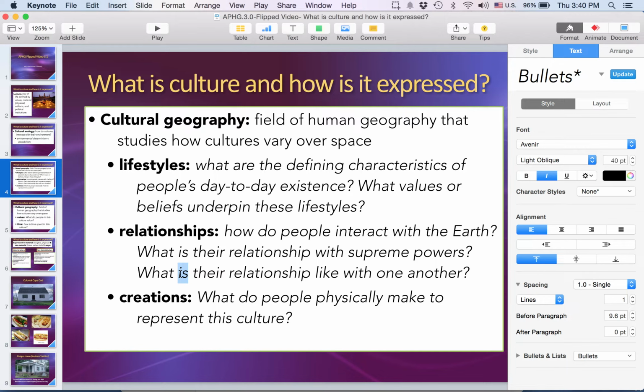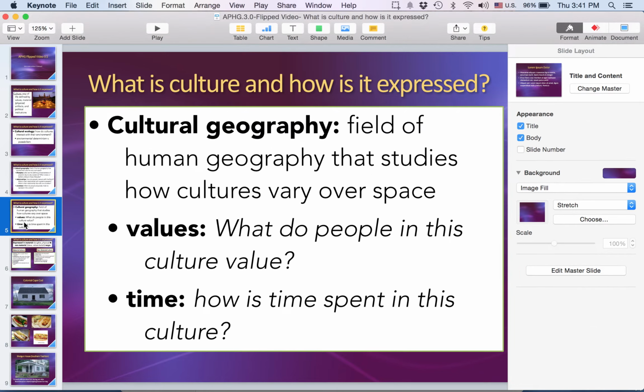Human geographers also look at creation. What do people physically make to represent this culture? What kind of structures are built? What kind of physical buildings are built? Sports stadiums, or religious places, or is everyone very individualistic? Are there communal spaces? All the physical things that people do to actually create that space and create those expressions of their cultures.